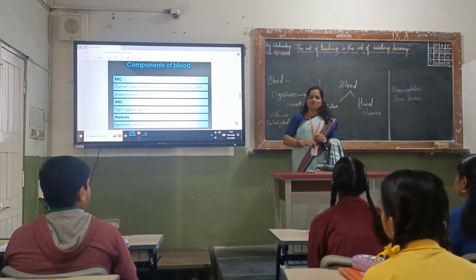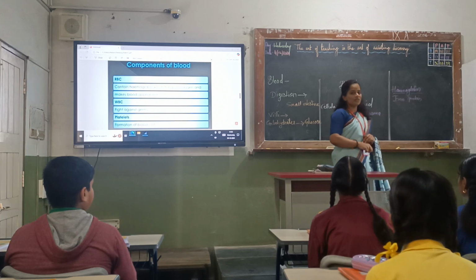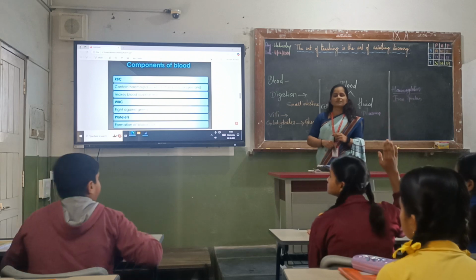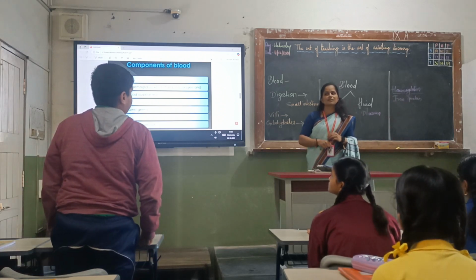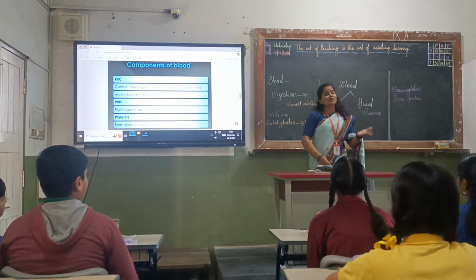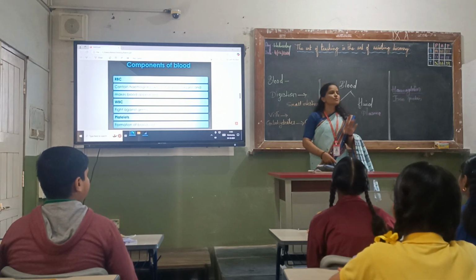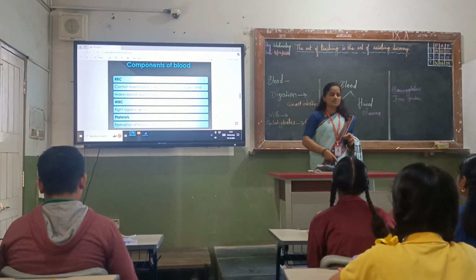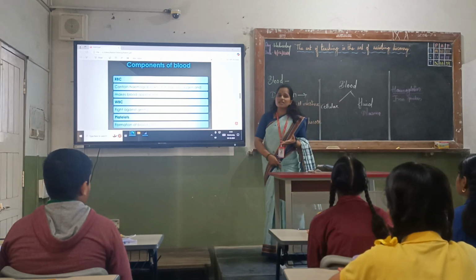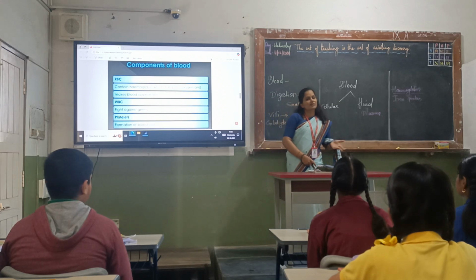Then WBCs, white blood cells. What is the function of the white blood cell? Do you know? It fights the germs which enter our body. Very good. Whenever we breathe, drink water, or eat food, some germs also enter into our body. So the white blood cells which are present in the blood fight against those germs and kill them.